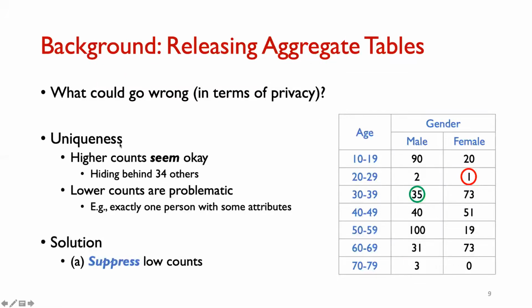The first one is uniqueness. If the count is high, then the person having those attributes, for instance, age range 30 to 39 and male, could be thought of being provided with some privacy, as the person is hiding behind 34 other people. On the other hand, unique counts are problematic because this could lead to re-identification. So the solution to this is to suppress low counts.